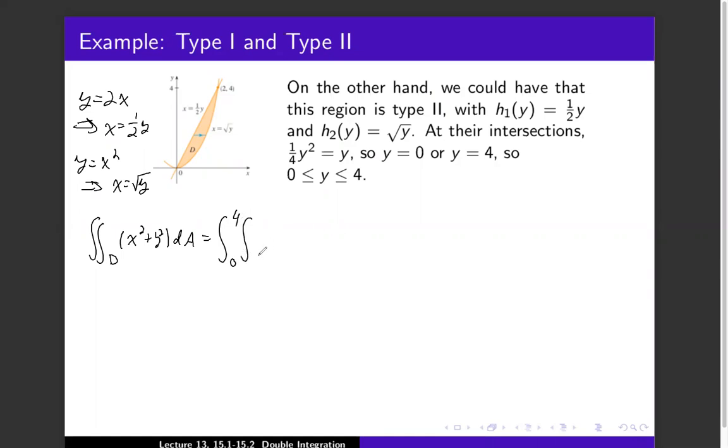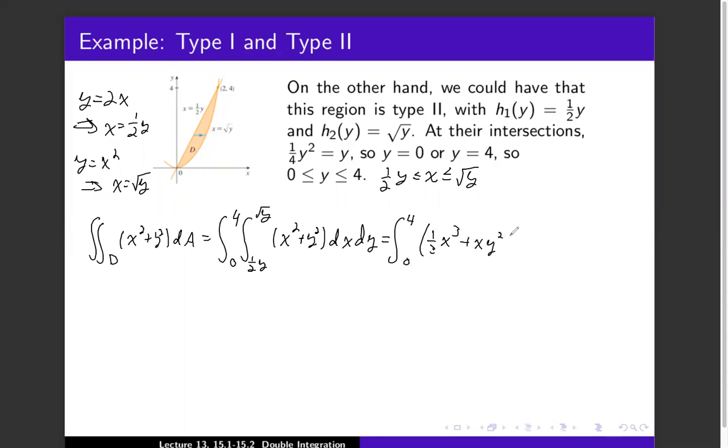The bounds on y are between 0 and 4, but that means that x is between 1/2 y and root y. Since 1/2 y is less than or equal to x, 1/2 y is the lower limit, and root y is the upper limit. So it's the integral from 0 to 4, integral from 1/2 y to root y of x squared plus y squared dx dy. That's going to be the integral from 0 to 4 of 1/3 x cubed plus x y squared, for x going from 1/2 y to x going to root y, dy.